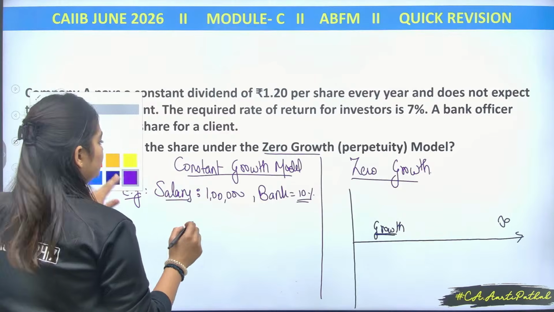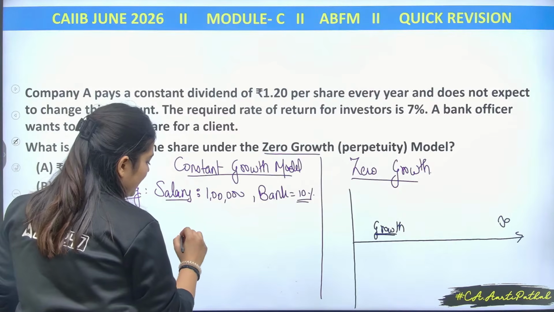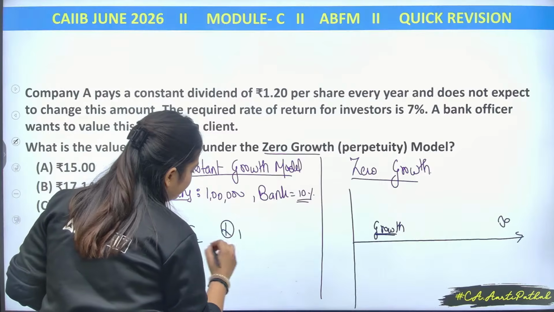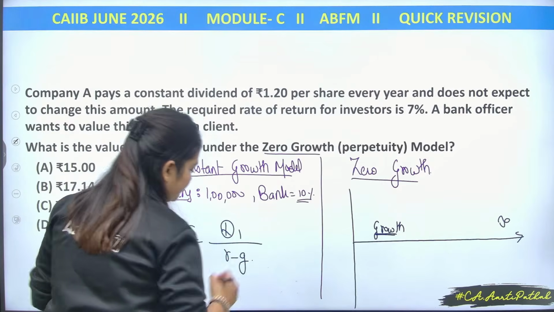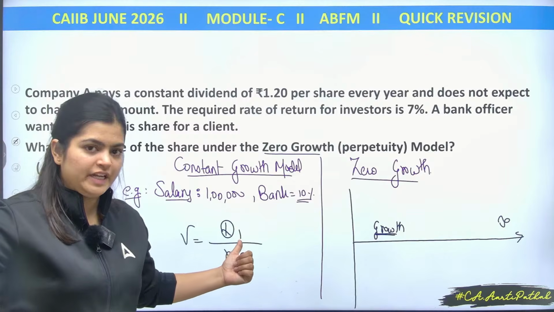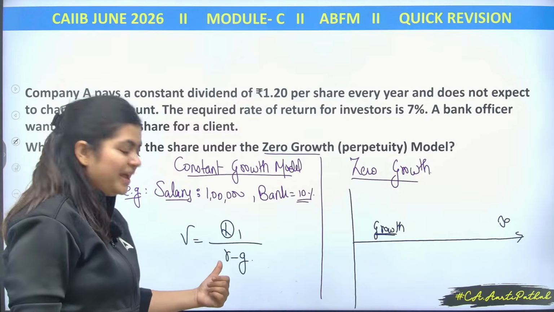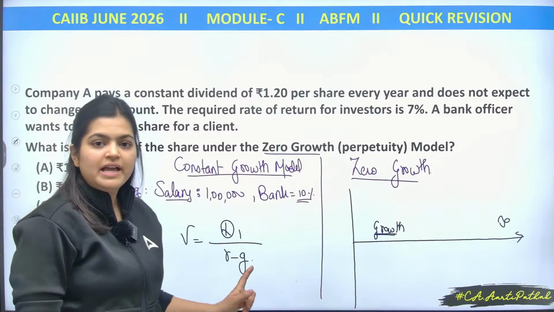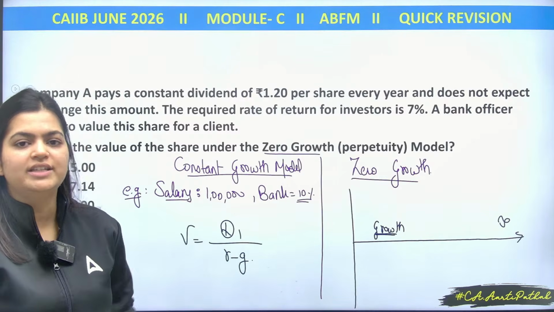Let's say under this constant growth model, your formula for the valuation is equal to D1 divided by R minus G. This is the formula. D1 means your next year dividend, which you are expecting based on your rate of return and growth. Yes, you will see a constant growth in the valuation.